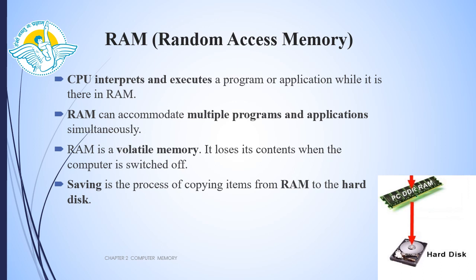Since RAM is the working memory of the computer system, CPU interprets and executes a program or application while it is there in RAM. RAM can accommodate multiple programs and applications simultaneously. RAM is a volatile memory. It loses its contents when the computer is switched off. Saving is the process of copying items from RAM to the hard disk.